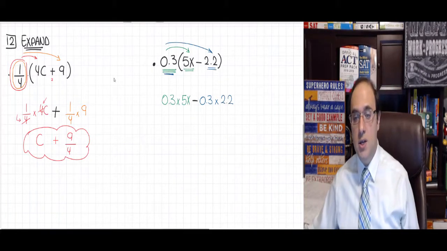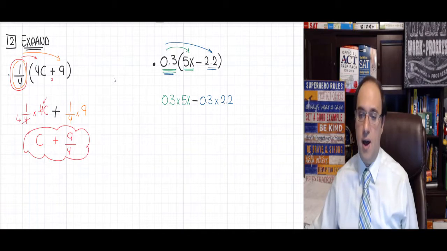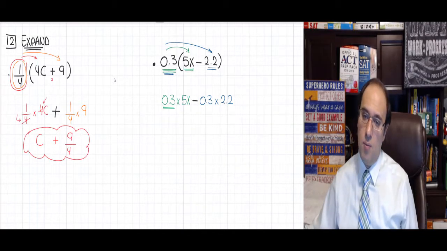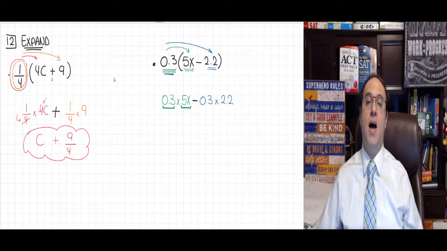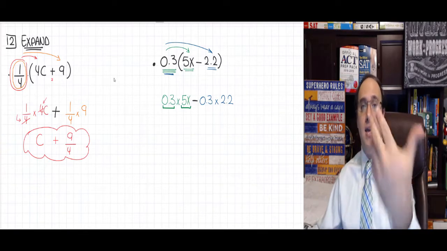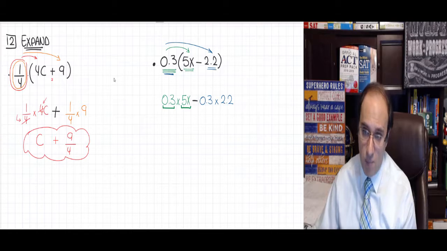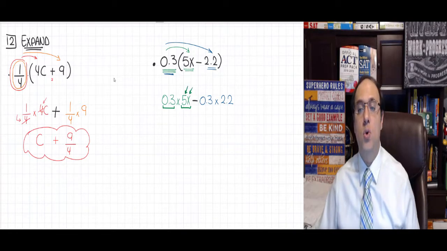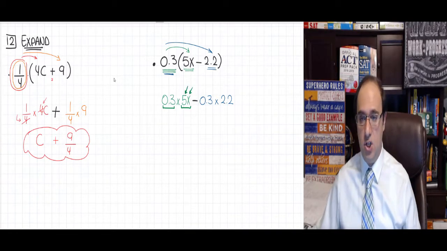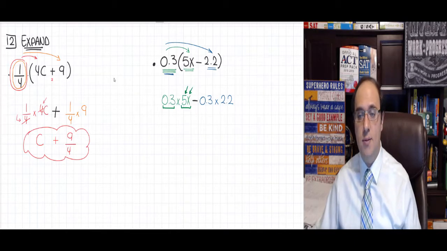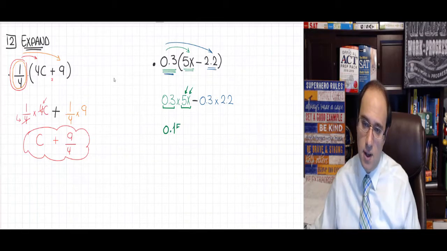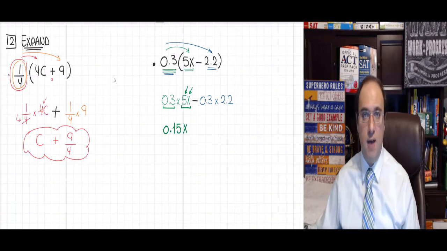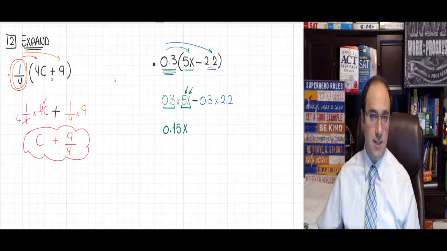Now let's solve. 0.3 times 5x. This is a number multiplied by a term that has a coefficient 5, a number, and a variable x. When you multiply a number by a term that has a number, coefficient, and a variable together, we just multiply the numbers by each other. So 0.3 times 5x is 1.5x. Okay, 0.3 times 5 is 1.5, and the x stays as it is.